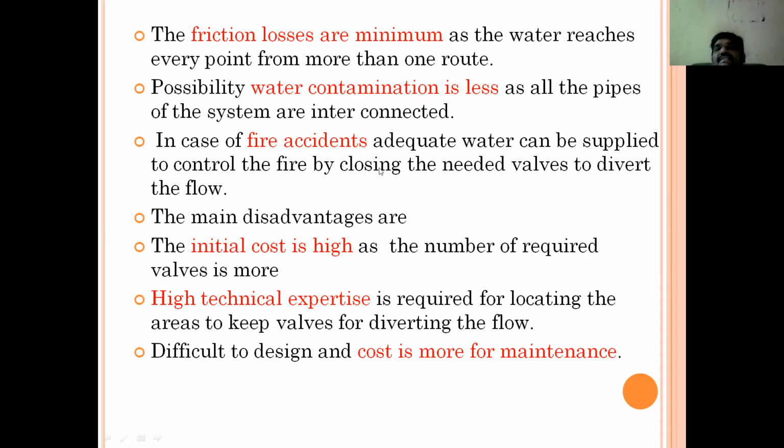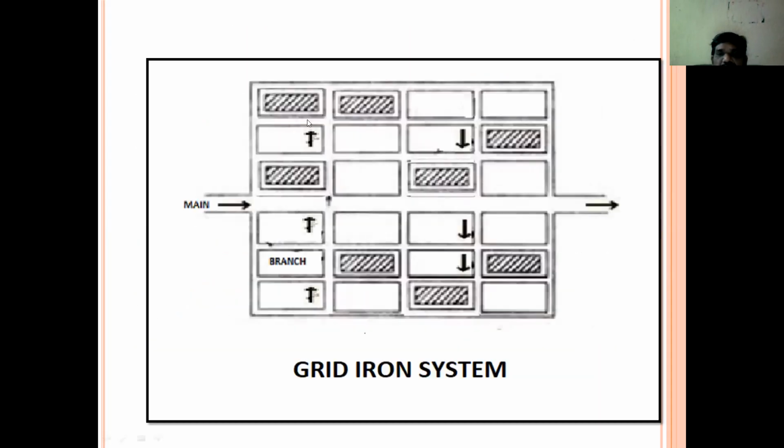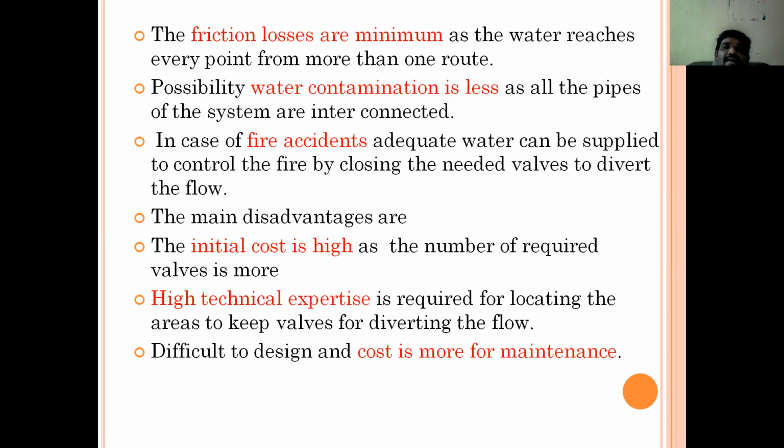In case of a fire accident, adequate water can be supplied by closing the needed valves to divert the flow. See, as the water is passing through different minor roads, the flow will be controlled by keeping valves. Because of valves, by diverting flow, we can control any fire accident whenever it occurs.